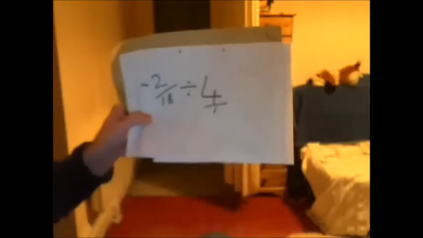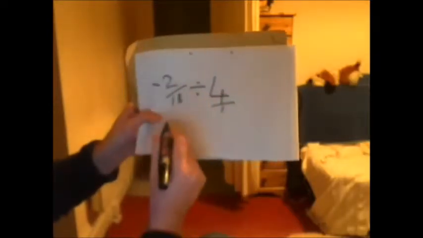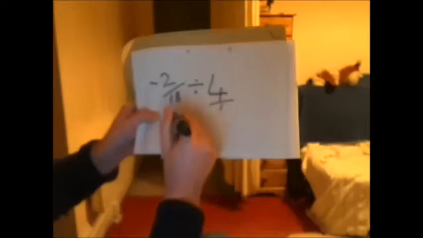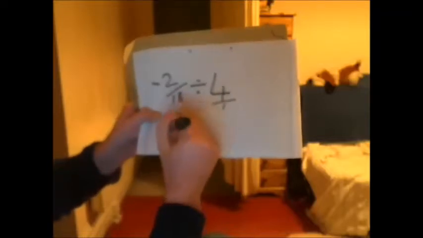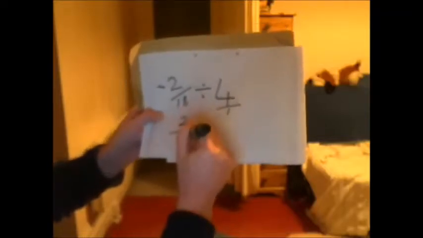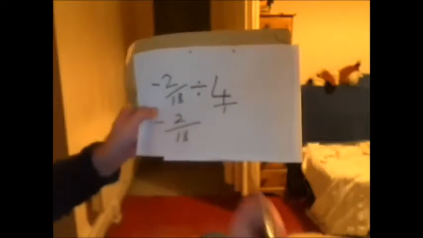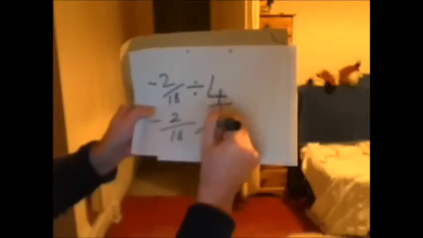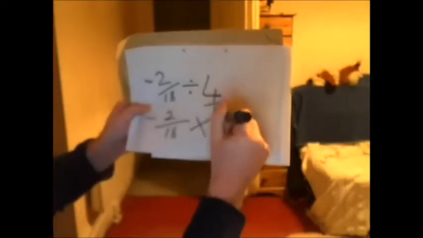That would be 4 over 1, wouldn't it? Got a minus number here. So this here changes to... don't forget it's a negative. And this here gets flipped over.